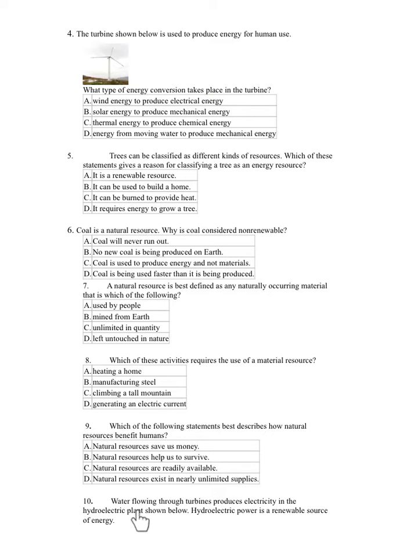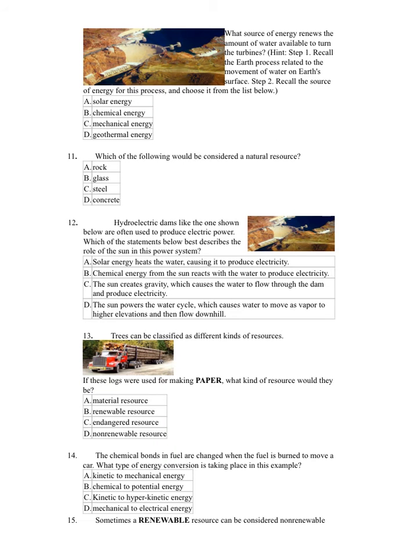Number 10. Water flowing through turbines produces electricity in the hydroelectric plant shown below. Hydroelectric power is a renewable source of energy. What source of energy renews the amount of water available to turn the turbines? Hint, Step 1. Recall the Earth's process related to the movement of water on the Earth's surface. 2. Recall the source of energy for this process and choose it from the list below. A. Solar energy. B. Chemical energy. C. Mechanical energy. D. Geothermal energy.